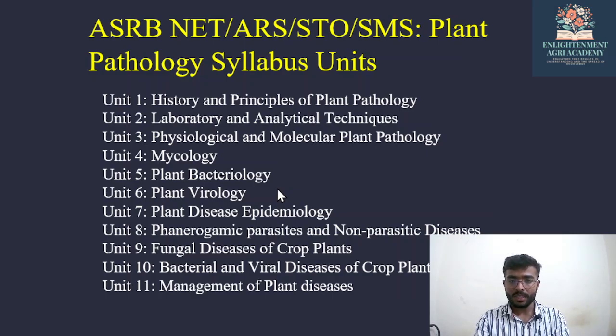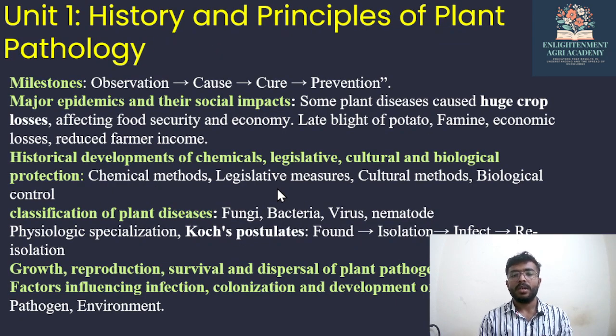plant virology. Then the seventh unit, disease epidemiology. Eighth, phanerogamic parasites and non-parasitic diseases. Unit 9 is fungal diseases of crop plants. The 10th unit, bacterial and viral diseases of crop plants. And the 11th unit, the management of plant diseases. This one is the most important for all plant disease control. So now we discuss one by one the breakdown of the syllabus, and how to study it.